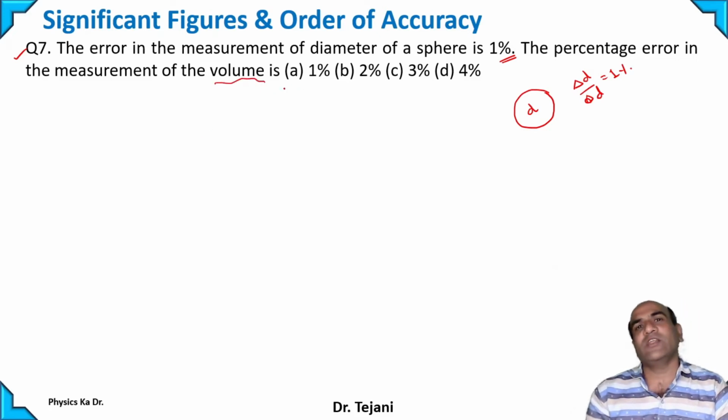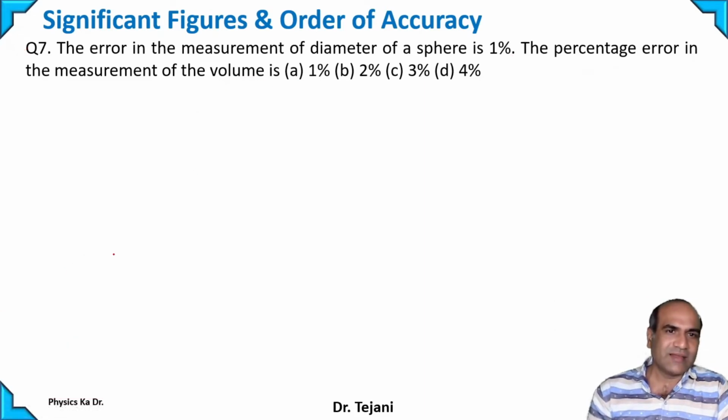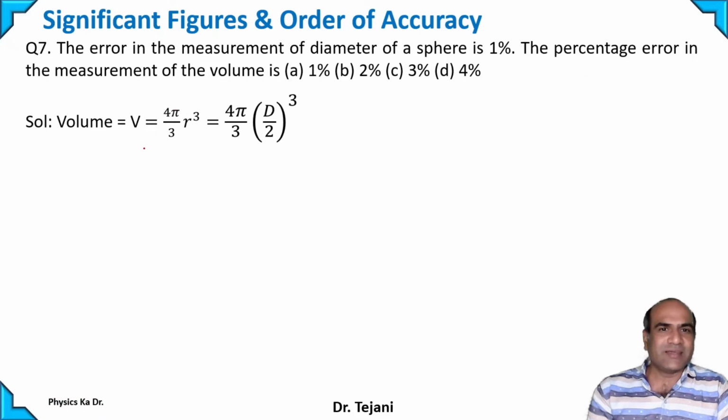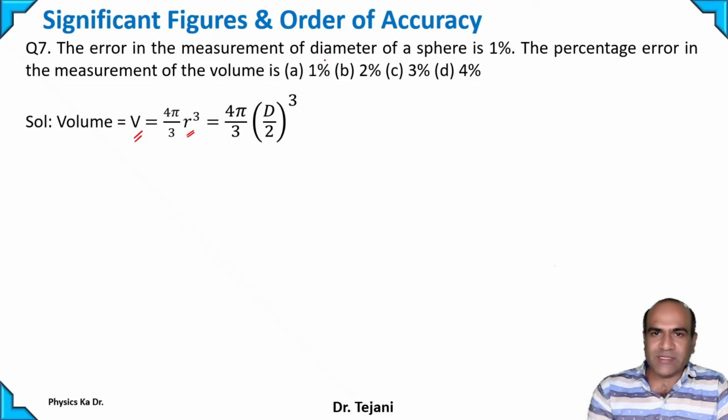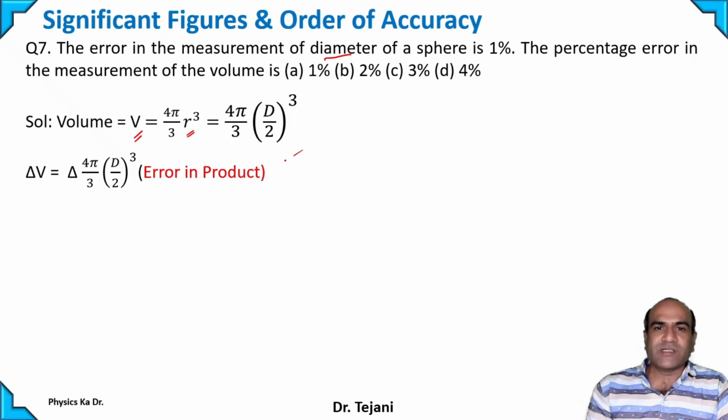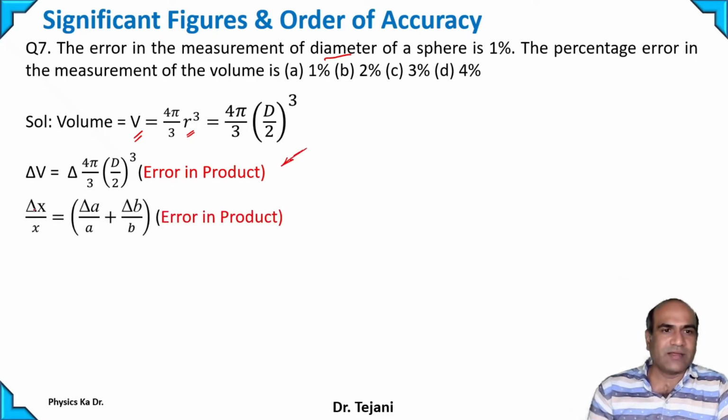We need to consider volume here. What is the equation of volume for a sphere? You know it. You need to remember all of these volumes and areas. So V is equal to 4 pi by 3 r power 3. Here we are measuring diameter, so we need to convert in terms of diameter: 4 pi by 3 (d by 2) power 3. We need the error in the product, so the equation becomes like that.